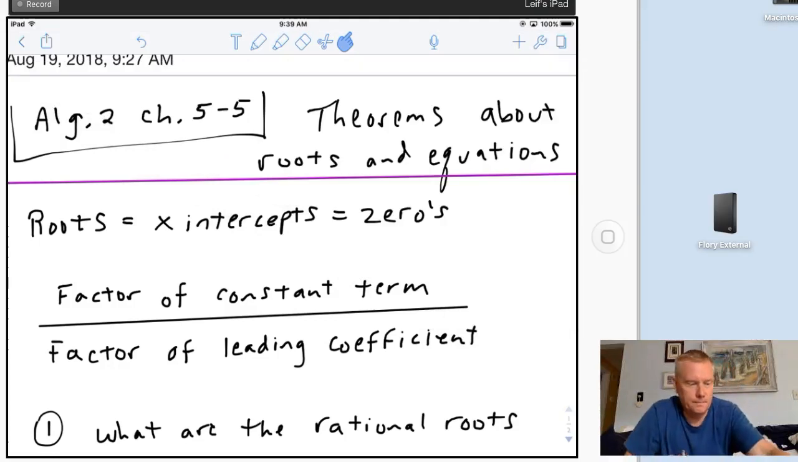Alright, hi there. Today, I'm going to be looking at, for Algebra 2, Chapter 5-5, Theorems about roots and equations.